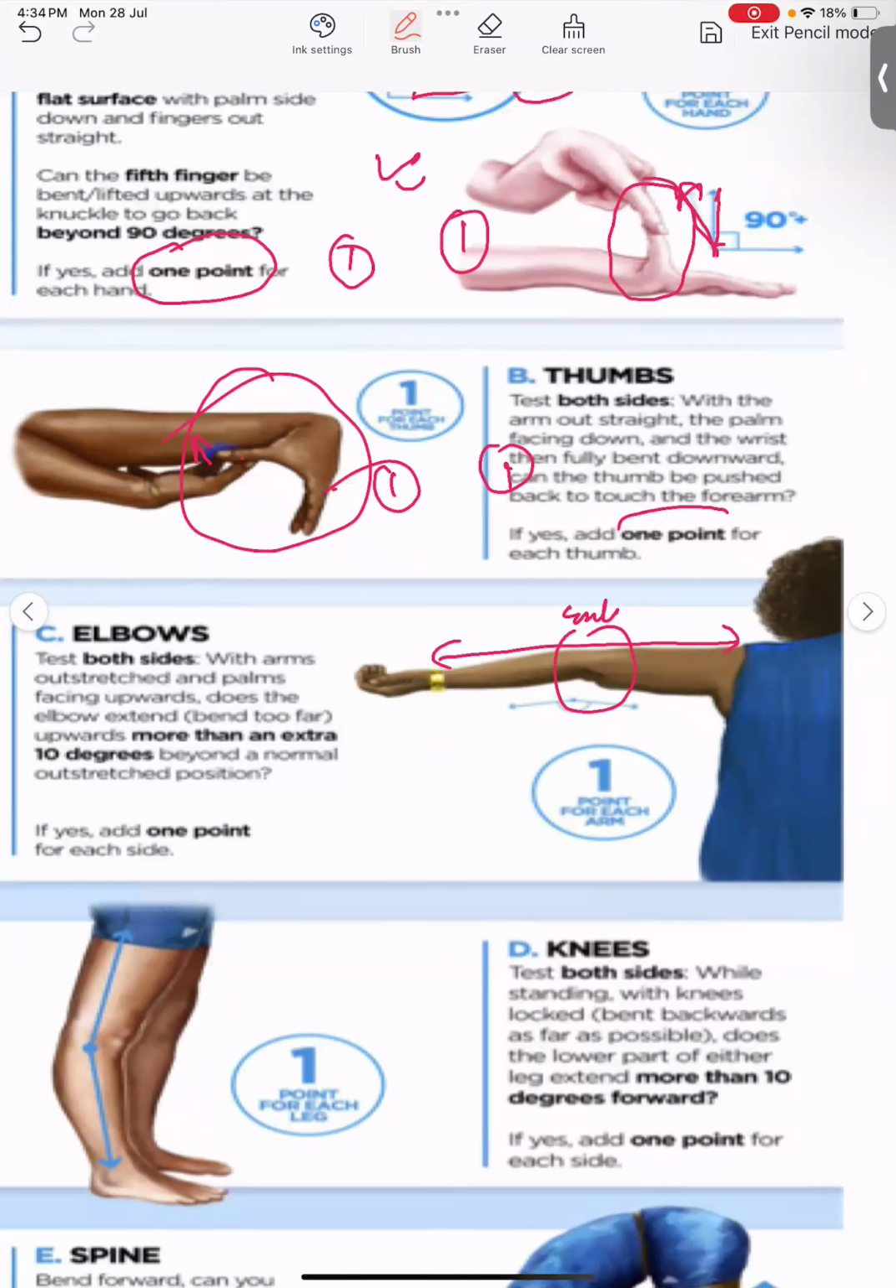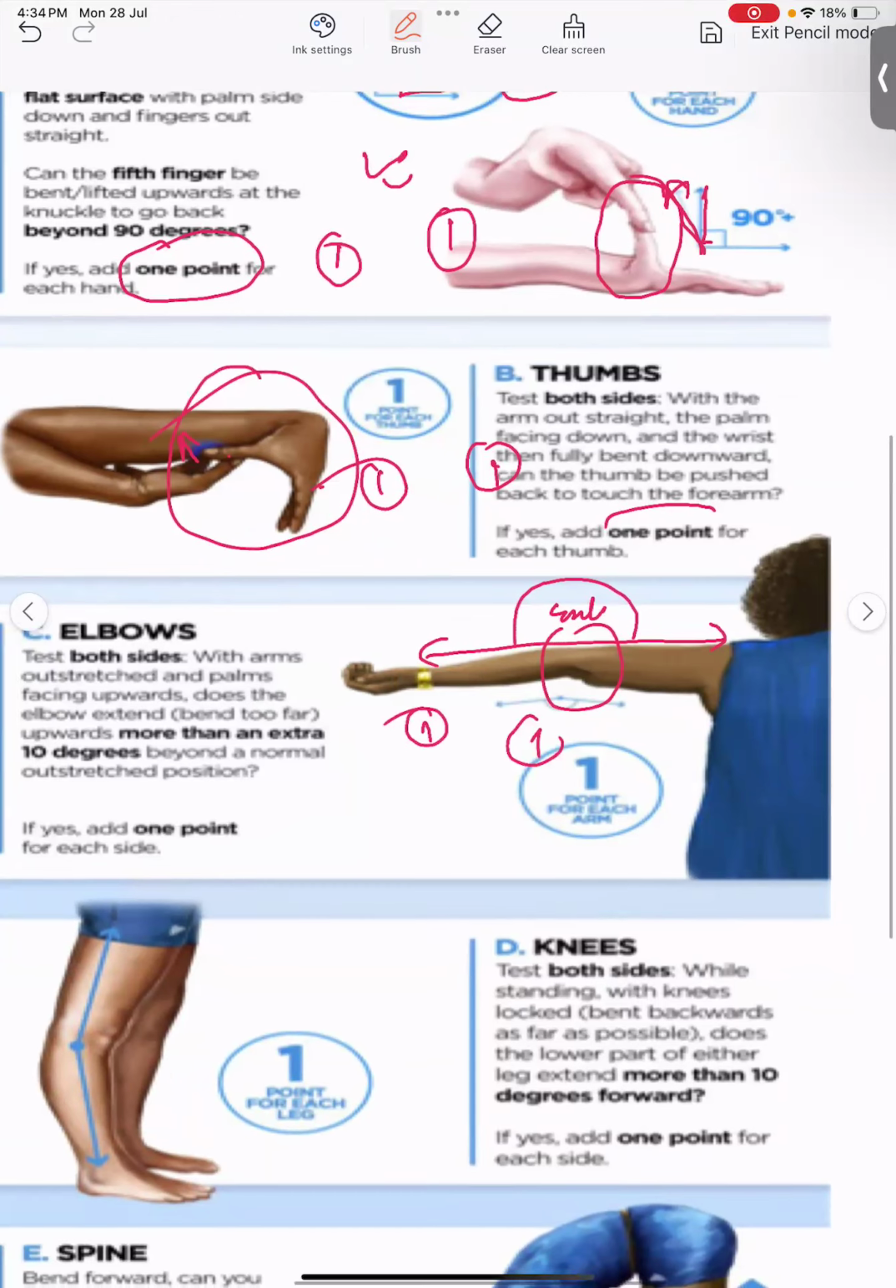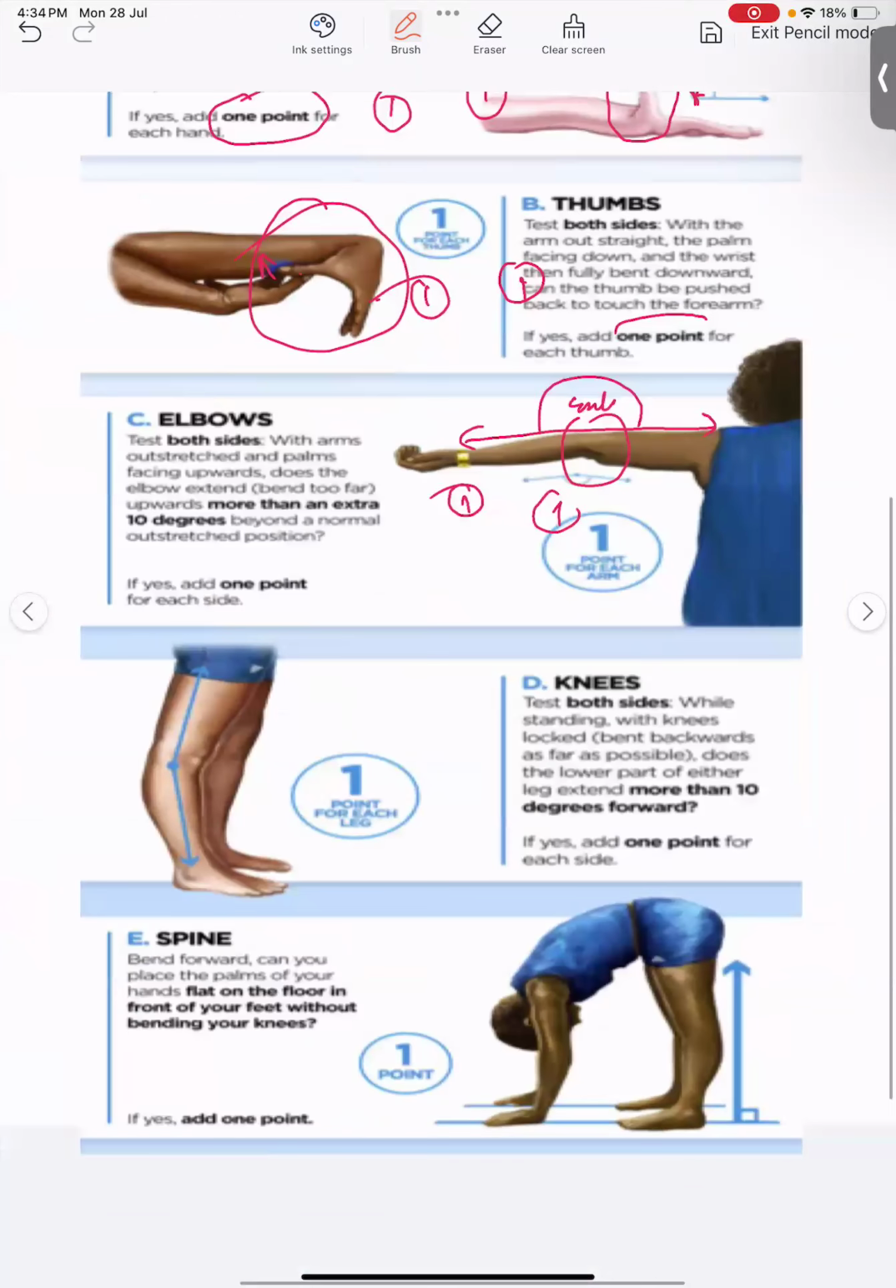Okay, more than 10 degrees extra, this is also 1 point for each side. The same is the case with the extension of the knee joint, more than 10 degrees beyond the neutral position. 1 point here, 1 point here, and 1 point is for your spine.